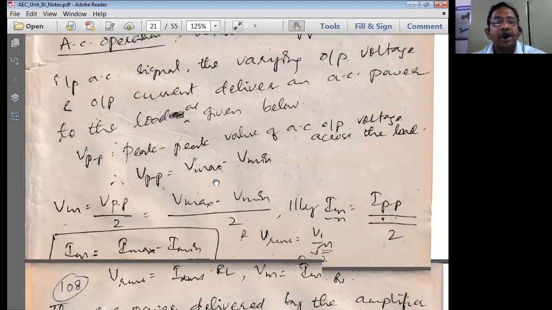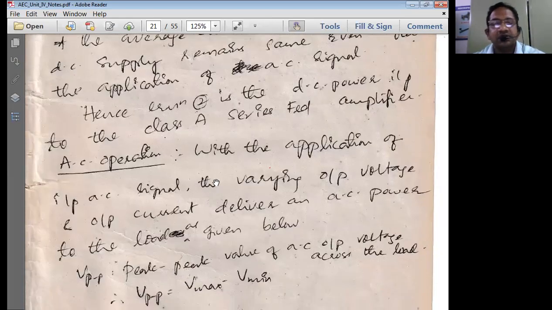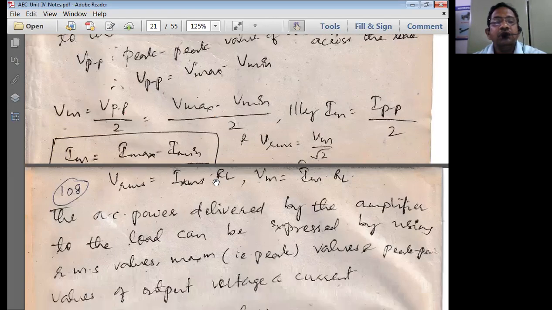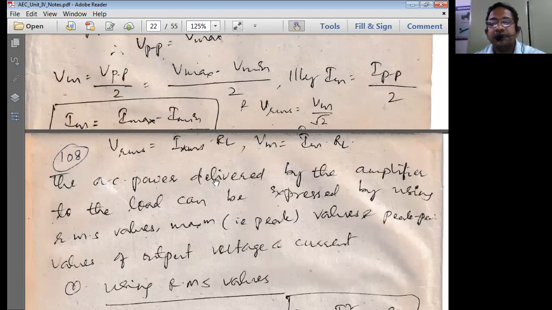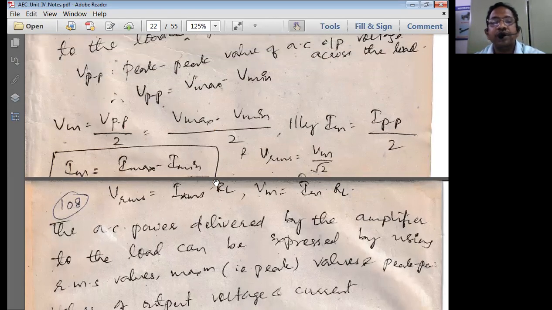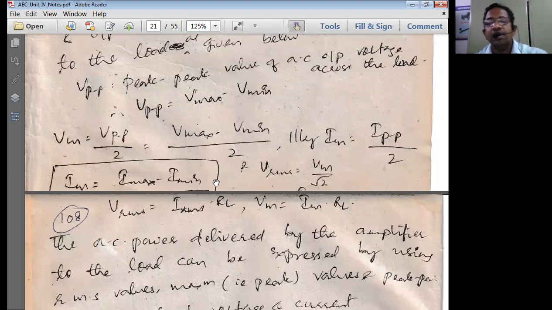See here, for analysis, you should write the equations. Then only you will be able to do the problems, because in a problem they may ask you to find VM or V peak to peak. You should know the analysis. The theoretical part we have done, so we are doing problems. That is why I am focusing only on the analysis part, not on the theory part.